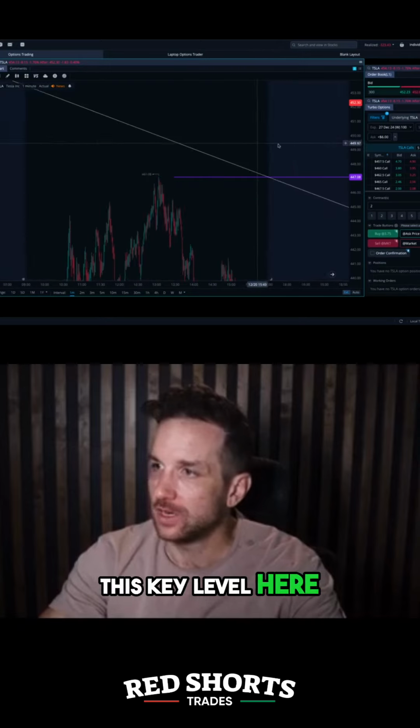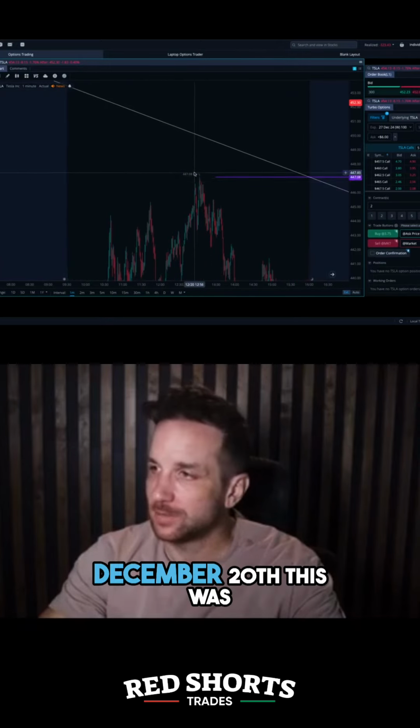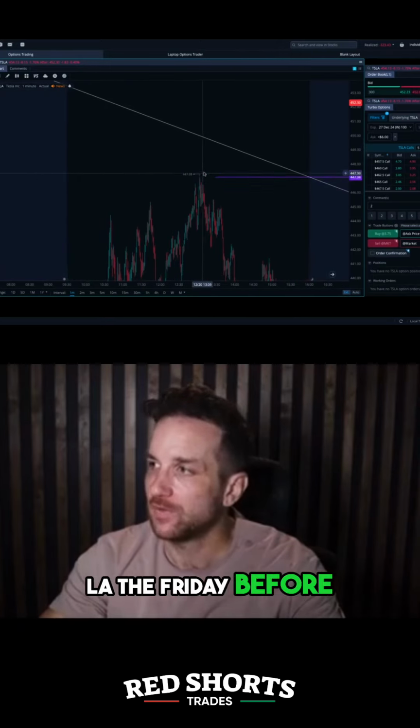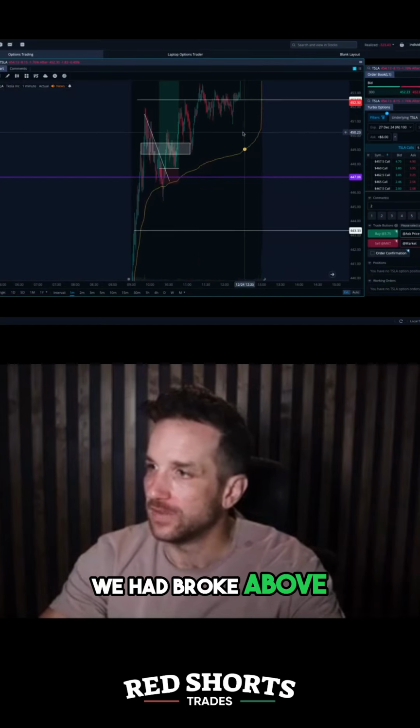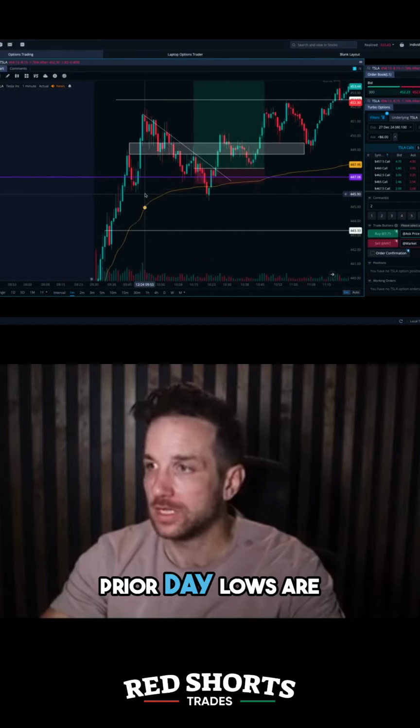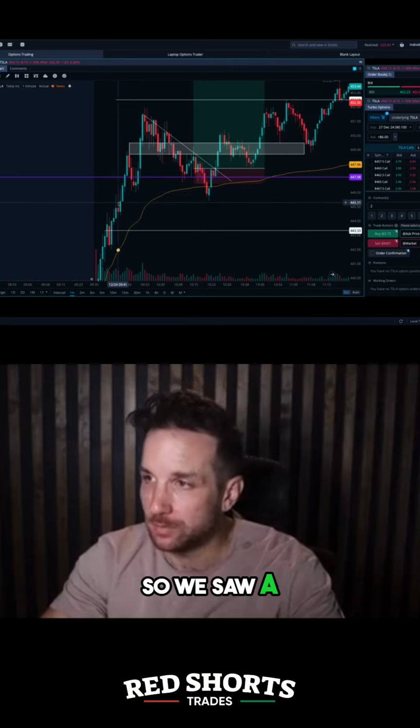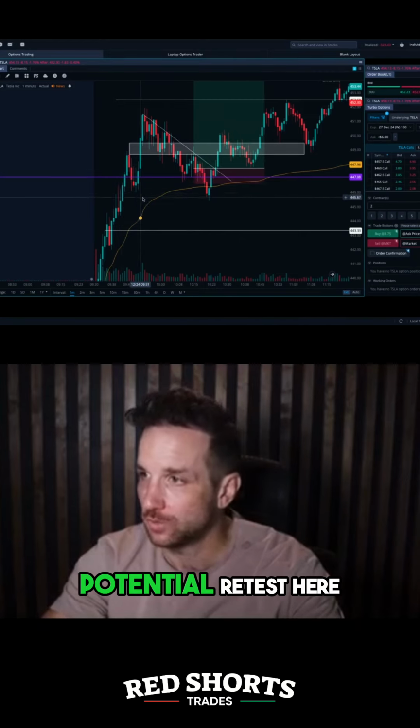So this key level here, if you go back here, this was December 20th. This was the Friday before the 24th. This was the Friday's high that we had broke above. Again, prior day highs, prior day lows are key liquidity areas. So we saw a break above, and I was looking for a potential retest here.